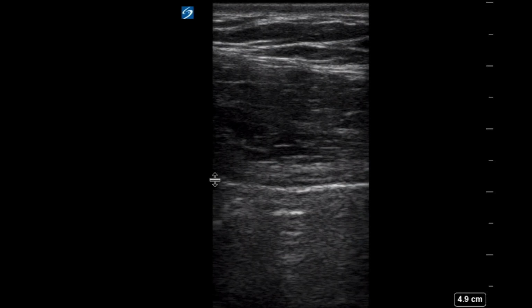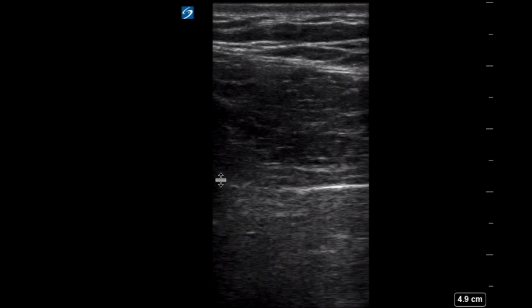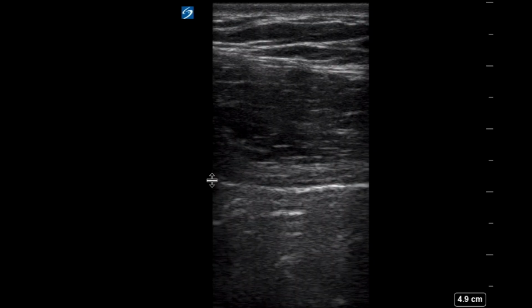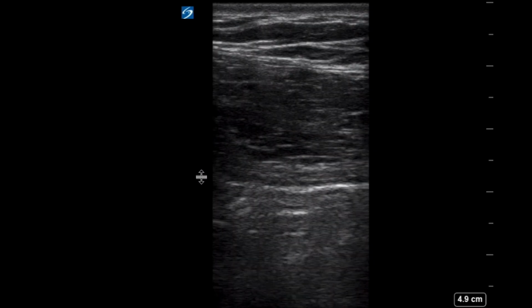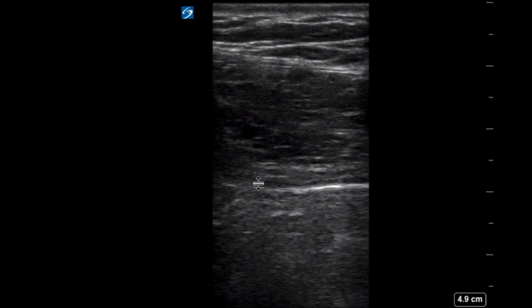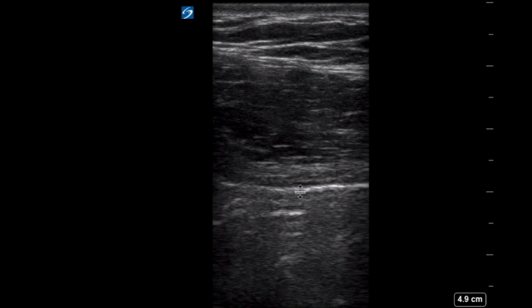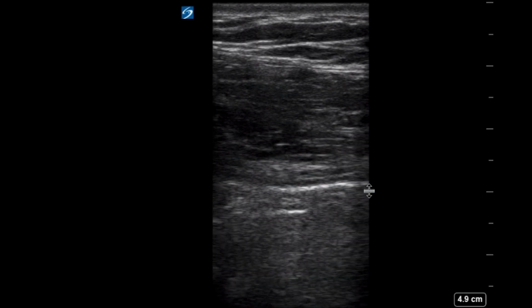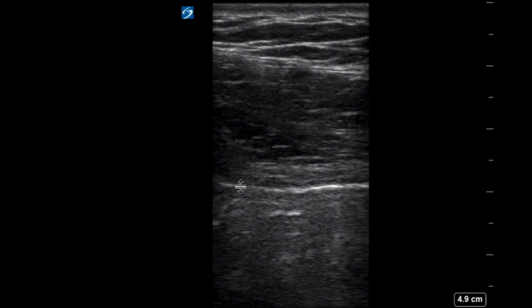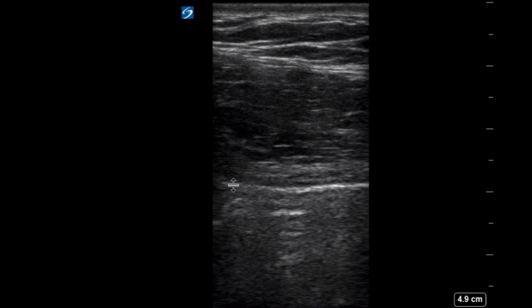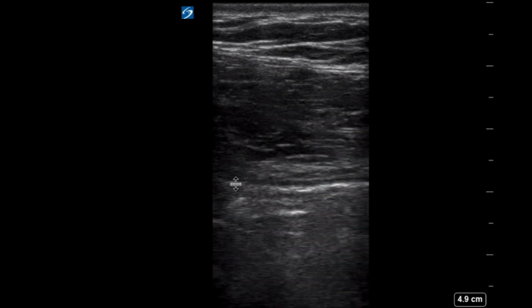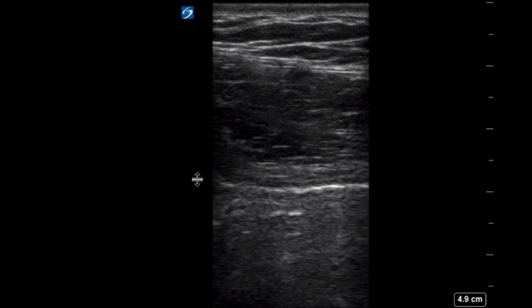Yeah, good. So the parietal and the visceral pleura should be attached to each other, and when that happens, with respirations, you should have that shimmery lung sliding appearance of the pleural line. So this is the pleural line, this hyperechoic line here, and as we're looking at it, you don't really see that ants on a log pattern, right? So it looks more or less static.